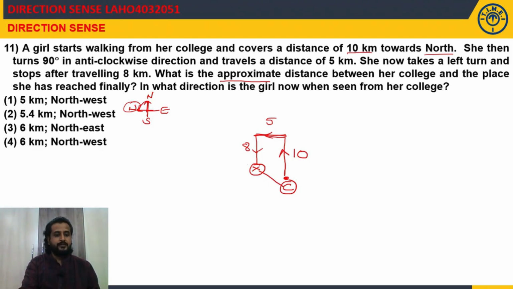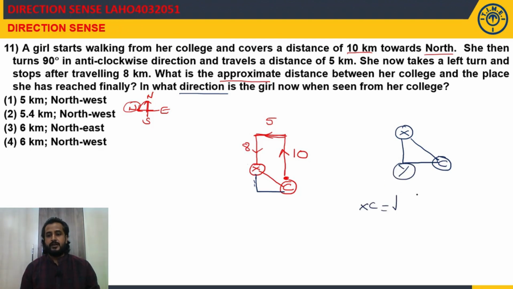So can you say what this distance is directly, without doing any calculations? No, we cannot say. So form a right angle triangle. This is how we can form a right angle triangle. Draw it separately, you will get some idea. X, C and a right angle triangle. C is the college, X is her final point. They are also asking for the direction, that we'll see. First we'll identify the distance. So we need to identify the XC distance. Let's say it is Y.